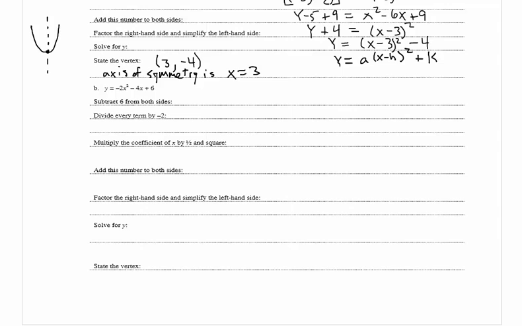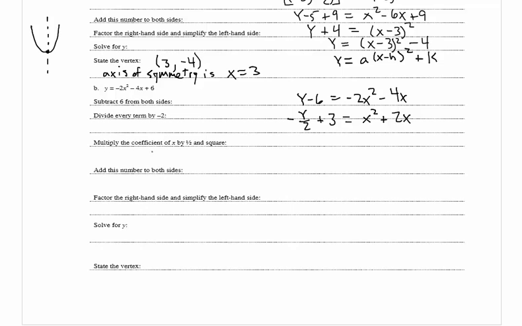In B, we have y is equal to negative 2x squared minus 4x plus 6. And the first thing they want us to do is subtract 6 from both sides. So we have y minus 6 is equal to negative 2x squared minus 4x. And now it wants us to divide every term by negative 2. We have to divide every term by negative 2 because we need our x squared coefficient to be 1. So we're going to have negative y over 2 plus 3 is equal to x squared plus 2x.